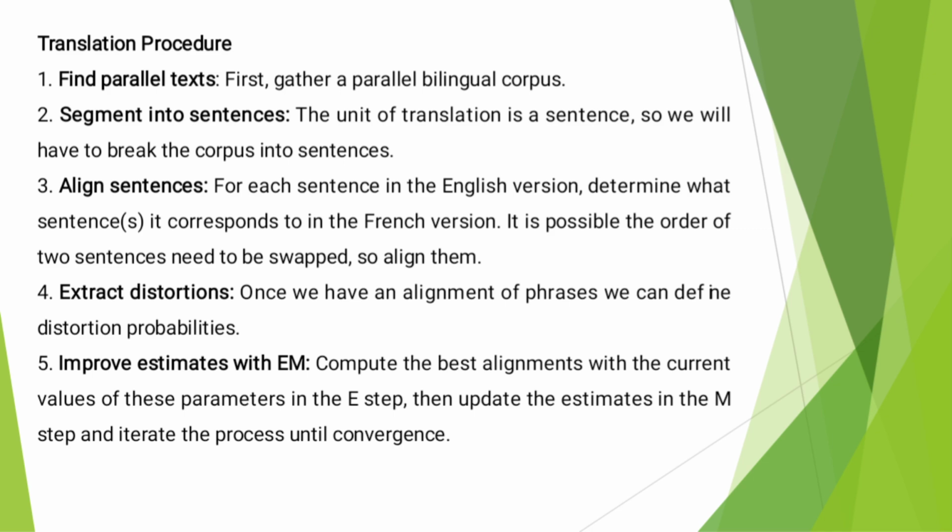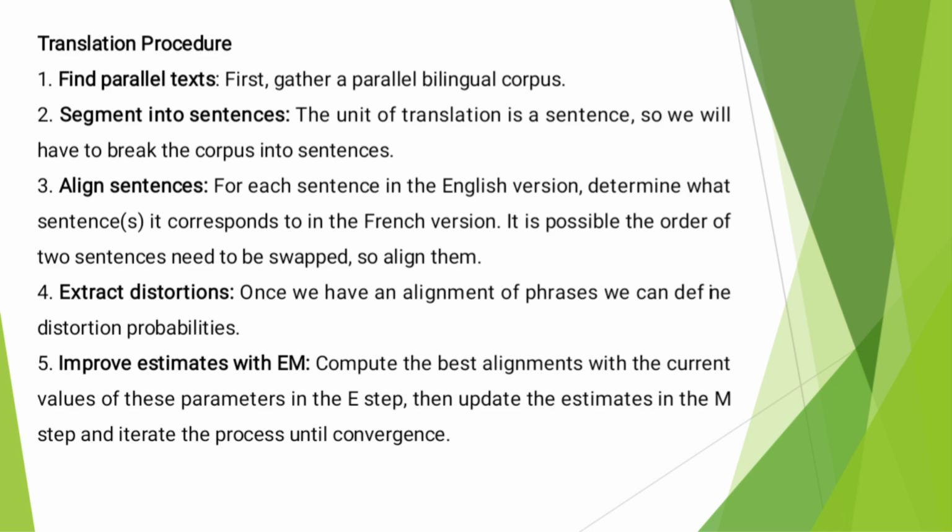The next step is to segment into sentences. The unit of translation is a sentence, so we will have to break the corpus into sentences. Then align sentences. For each sentence in the English version, determine which sentence it corresponds to in the French version. It is possible the order of two sentences needs to be swapped, so align them.